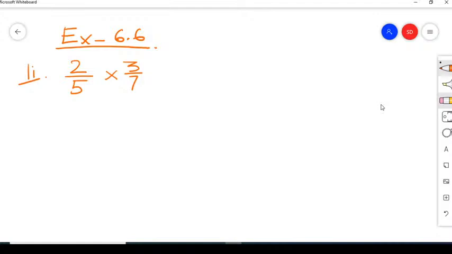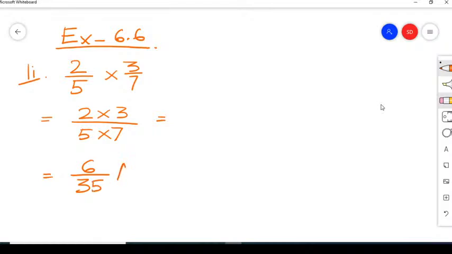Now see here, what we are going to do is multiply the numerators and the denominators. So in the numerator it will be 2 into 3 and in the denominator it will be 5 into 7. So 2 threes are 6 and 5 sevens are 35. So this is your answer. As simple as that.